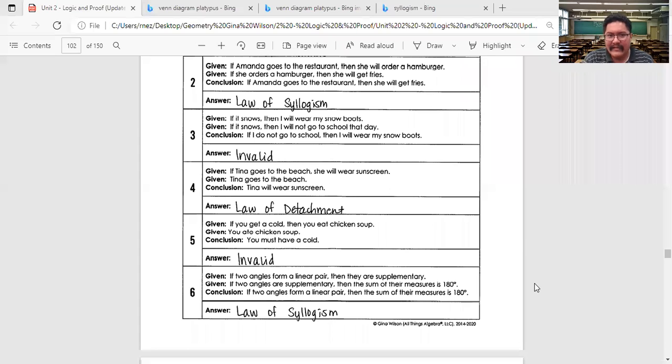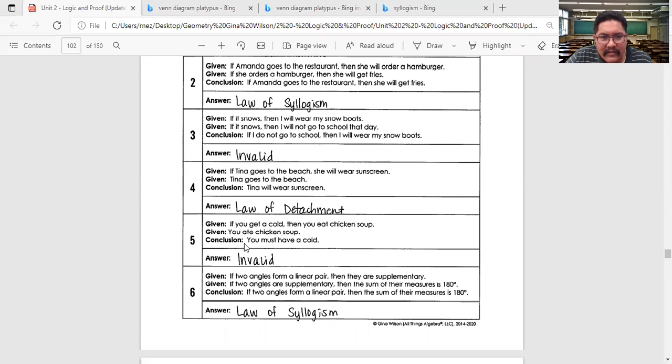Does that make sense? It does make sense that if you have a cold, chicken soup somehow helps. But eating chicken soup doesn't mean that you have to have a cold. You can eat chicken soup when you don't have a cold. But again, that goes to show that you had the converse, right? You switched the hypothesis and the conclusion.